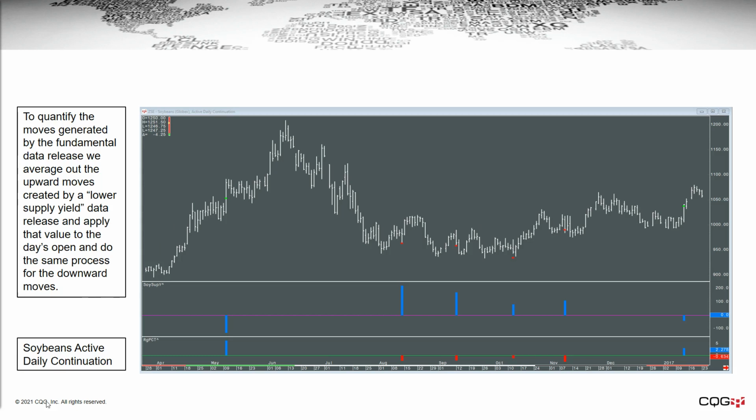We can see the values for both the change in supply below the chart over here, as well as the percent move on that day over here. Once we have applied the average values represented here as the green dot, like here, and the red dot, we can see that the projected values are a relatively good fit.